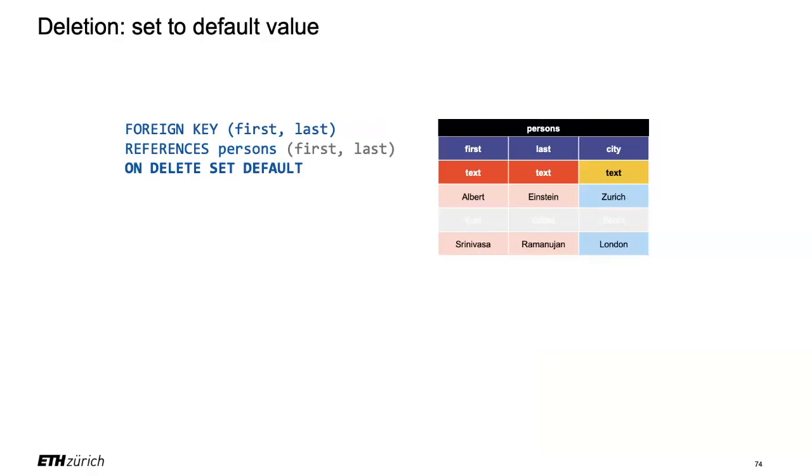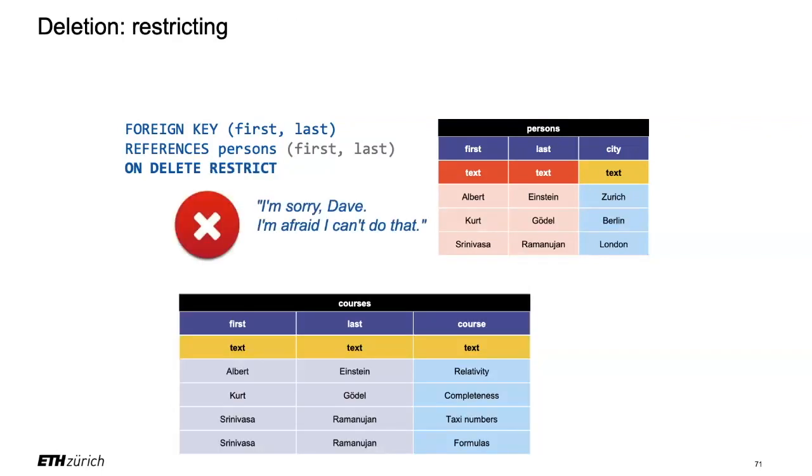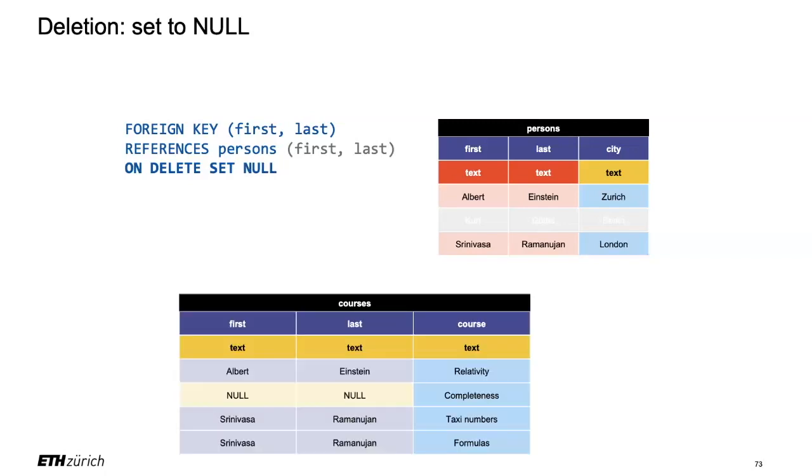And the alternative is to set to the default. So it might be that here you have a default that is Albert Einstein for first and last name. So then it will automatically reallocate and relink it to the default person, which is Albert Einstein. And this is assuming that in the courses table, you did declare that the default of first is Albert and the default of last is Einstein, right? So you have the choice. You can either cascade, you can throw an error, you can set to null, or you can set to the default values. You decide. All of that is declared in the table that has the foreign key, right?